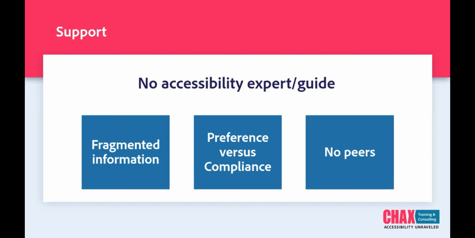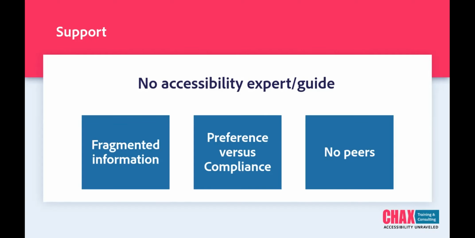And that goes to the next thing, preferences versus compliance. An agency may say, you must have 12-point font for everything that you do. Okay, well, that's a preference. And that's not a bad preference, but it's a preference. It is not compliance. And understanding the nuances between those two things is definitely something that not everyone is versed in. And of course, not having a group of peers.